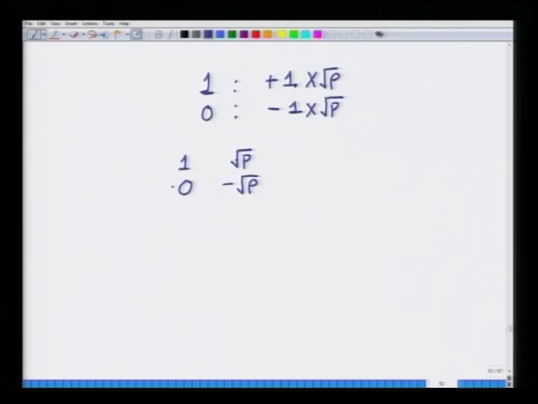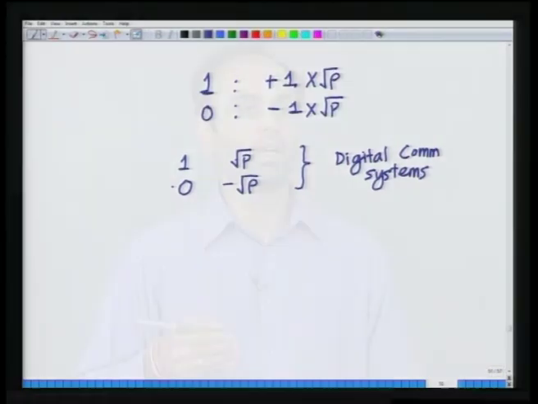Alright. I look at my received level. If it is greater than 0, I conclude that it is a 1. If it is less than 0, I conclude that it is 0. This you must be familiar with from your basic introduction to digital communication systems. I am assuming the users have a basic undergraduate knowledge related to digital communication systems and bit error rate.